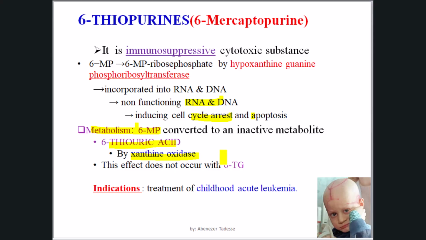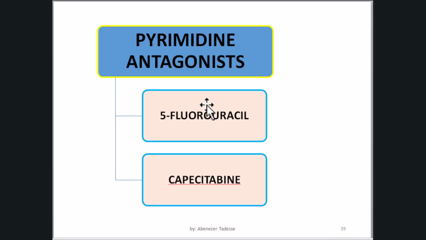The other one is 6-thioguanine. This effect is not associated with 6-thioguanine because it is not metabolized by the xanthine oxidase. The main indication of 6-mercaptopurine is early childhood acute leukemia. The other one is pyrimidine antagonists, especially 5-fluorouracil and capecitabine.